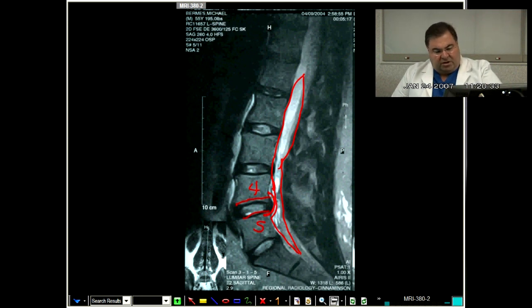Whereas if you look at 5-1 below, that's a normal disc showing that there's no bulging or compression, or looking at the next level of L3-4, same thing. So the sagittal view is a view if you're looking at somebody, if you put them in a salami slicer and cut them in half, and you're looking at them on end, that's what this view would be.